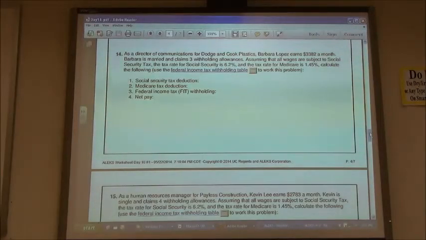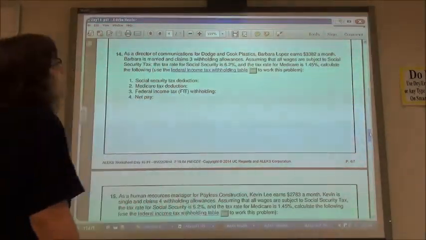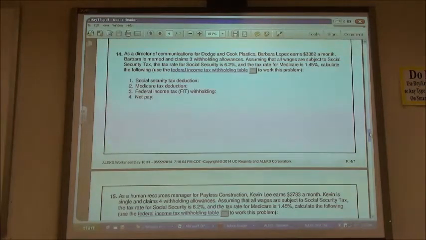So number 14, it says, as the Director of Communications for Dodge and Cook Plastics, Barbara Lopez earned $3,382 a month. Barbara is married and claims 3 withholding allowances. Assume that all wages are subject to Social Security tax and the tax rate for Social Security is 6.2%. The tax rate for Medicare is 1.45%.